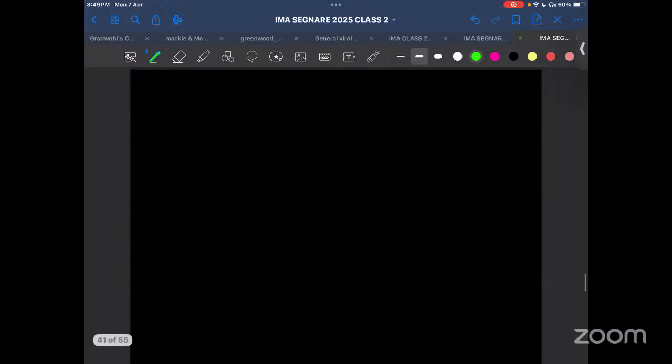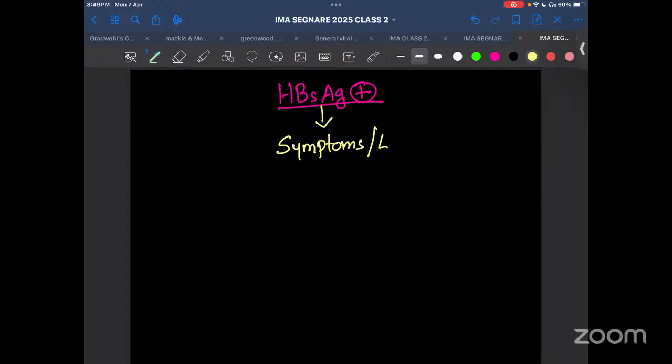Okay, so now coming to another scenario, we will look for HBsAg. That is the first one we look for. Now HBsAg is positive. What will we look for if HBsAg is positive? We look for symptoms and liver enzymes, whether that is given or not. So whether symptoms are there, whether liver enzymes are elevated.